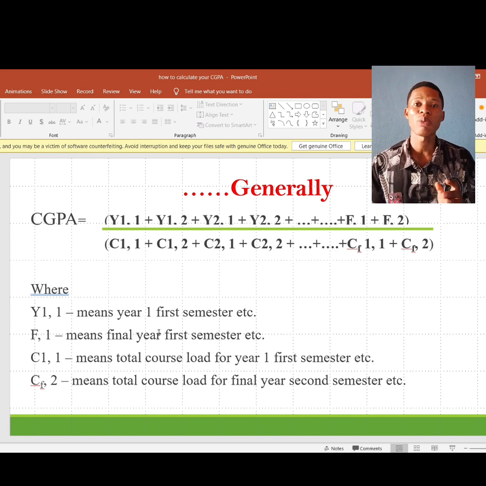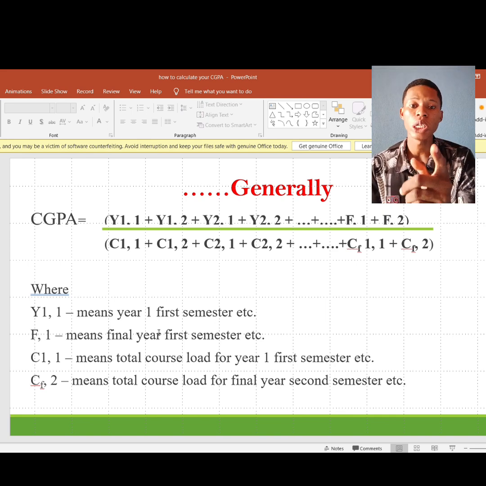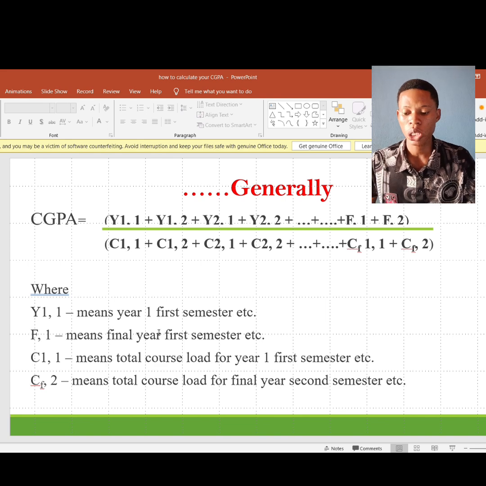So at this point, I believe all of you can calculate your CGPA. But before you leave, after calculating your CGPA, some persons still don't know where they fall, whether first class, second class, third class, or all those things. Some persons still don't know. That is why I have the next slide for you.